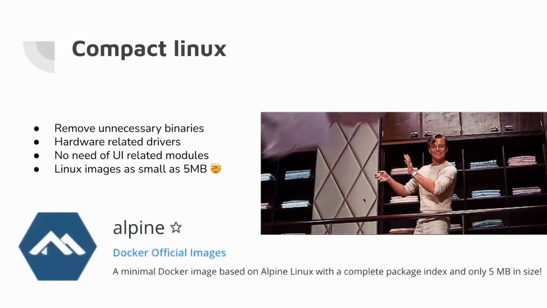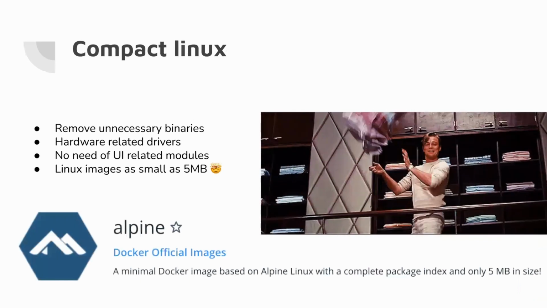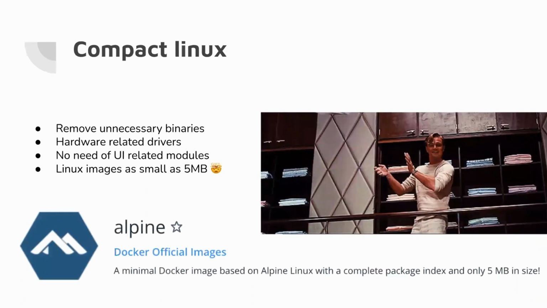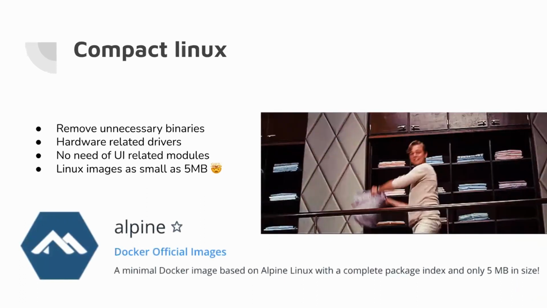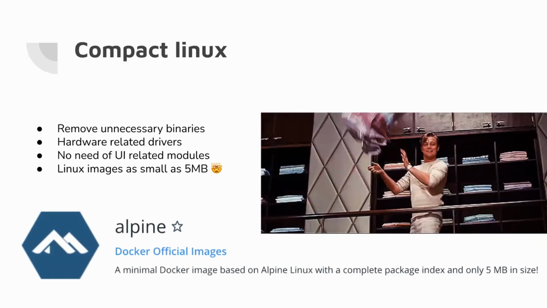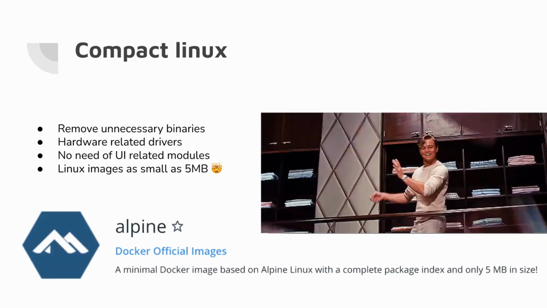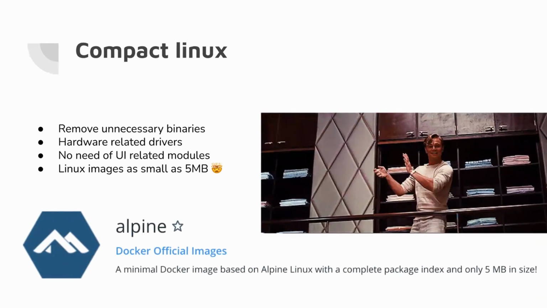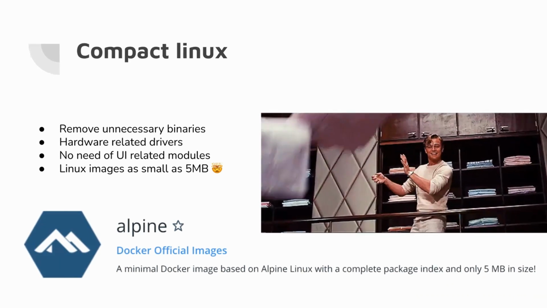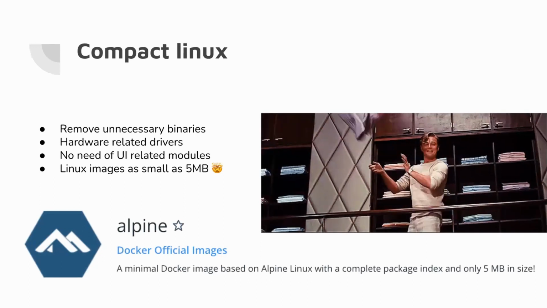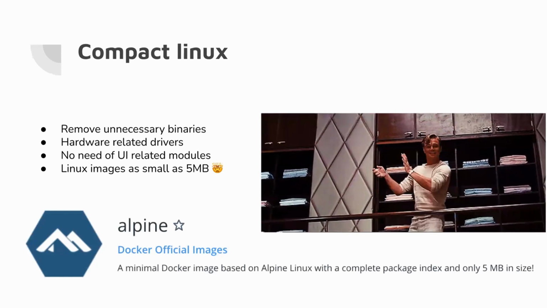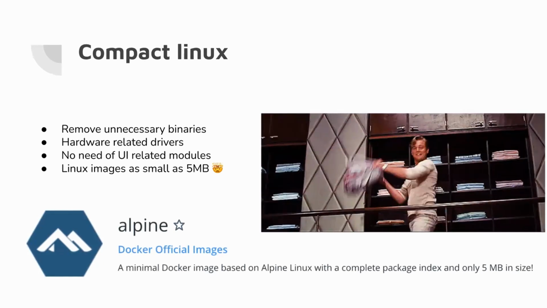So compact Linuxes. What happened was people started working on creating a compact Linux. Basically, how? By removing unnecessary binaries, some hardware-related drivers which are not actually required for a compact Linux, and removing UI and UI-related code. And we came up with a Linux which can be as small as 5 MB. You can check Alpine Linux on Docker Hub. It's just a 5 MB Linux, and it only includes the bare minimum code to run a basic Linux operating system.